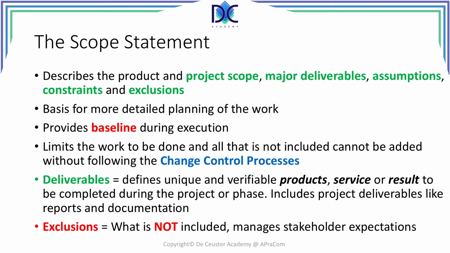Exclusions is what is not included, and this is a very important element to manage because it relates to stakeholders' expectations. Stakeholders may assume that some items are included in the project. And here in the scope statement, you have to clearly define what is and what is not part of the project.